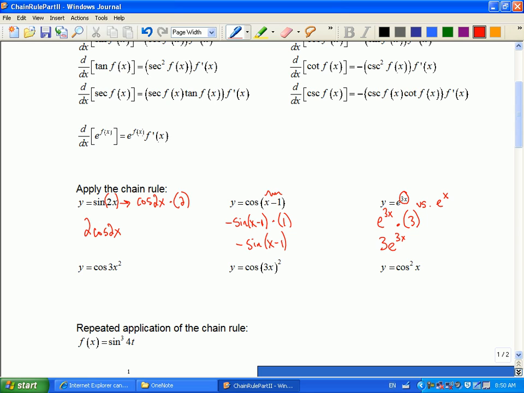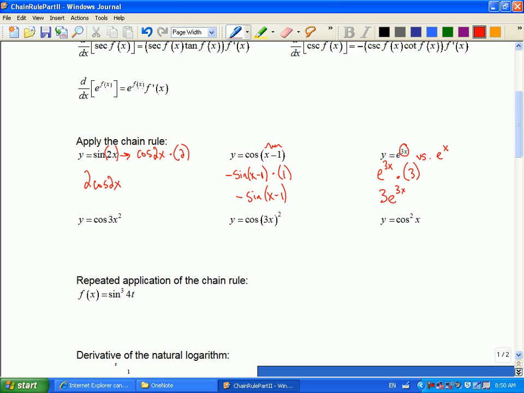So why don't you try the next 3 down there by yourself and see if you can get the hang of finding them.